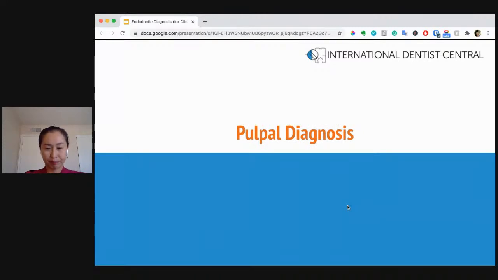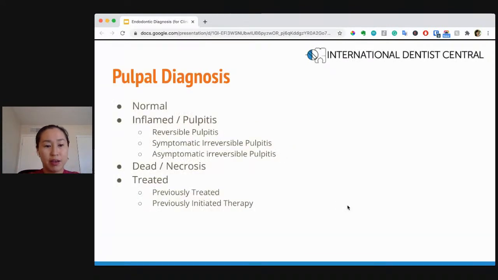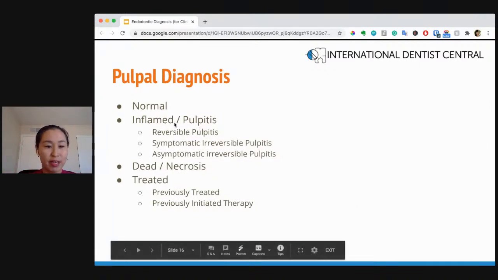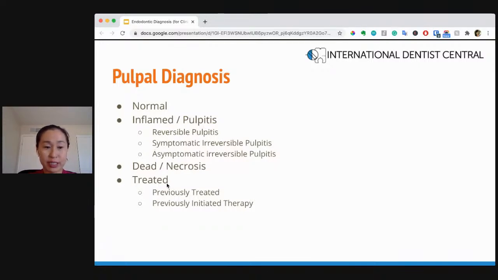Pulpal diagnosis. As I explained earlier, we need to look at radiographs, talk to the patient and gather all of this information, and now we're going to make a diagnosis. We're going to make the diagnosis for the pulp and for the periapical structures. For the pulp, what are the possibilities on our radar? The pulp can be normal, it can be inflamed, it could be dead, or it could have been treated previously.